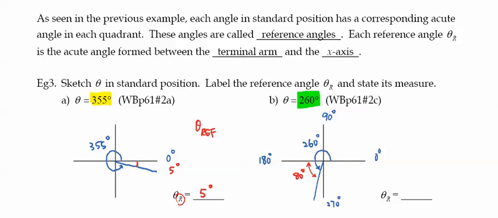260 minus 180. This angle is bigger than 180, but we are trying to compare this angle with the x-axis. And here you see 180 there. So that would give us a reference angle of 80 degrees. So for the reference angle, you subtract it, and for the other one, you add it? It depends where you are at.